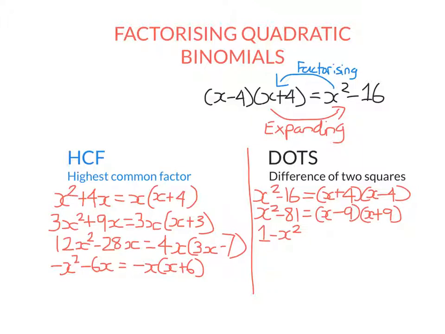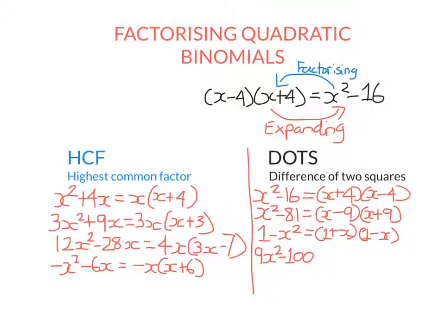So let's factorize 1 minus x squared. Difference of two squares: 1 is a perfect square, so too is x squared. So nothing different. I'm going to square root the first, square root the second. 1 gets a plus, and 1 gets a minus.